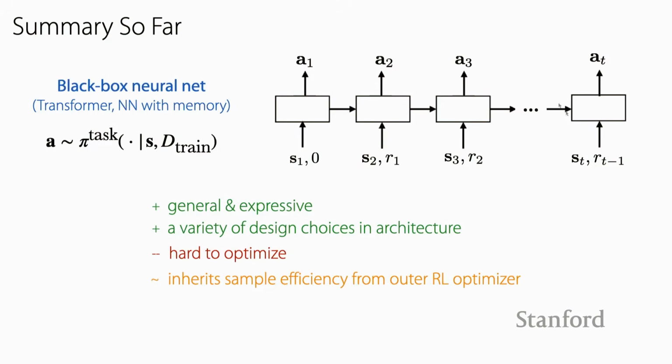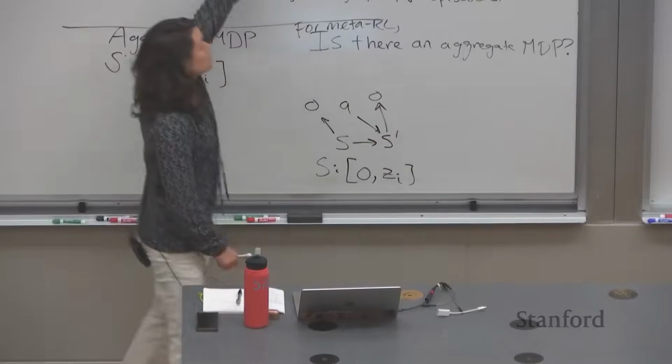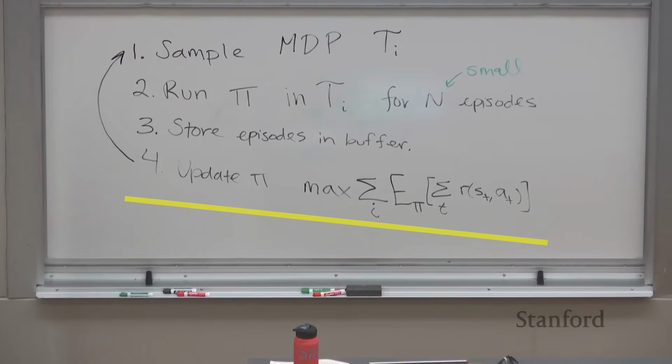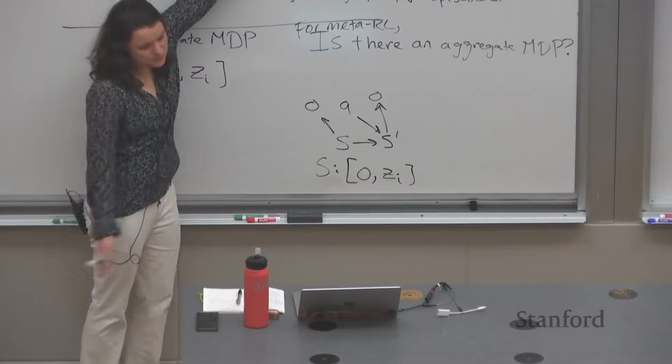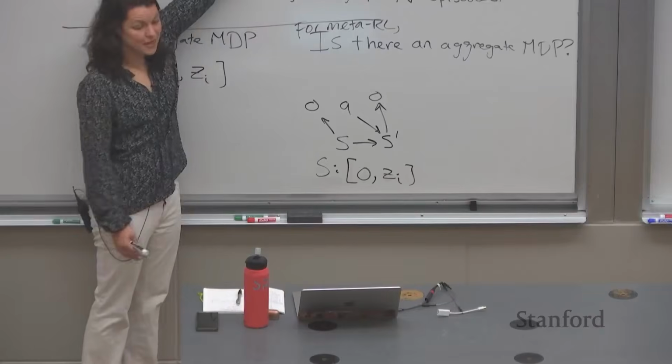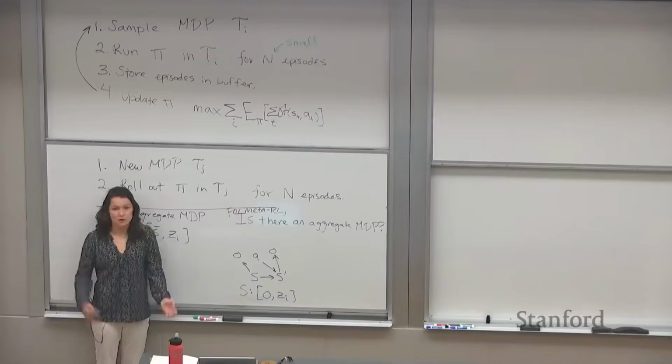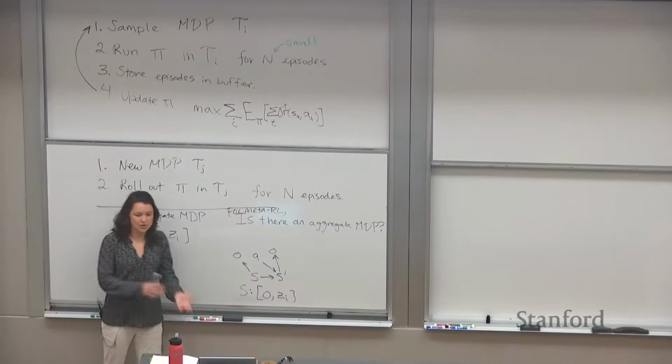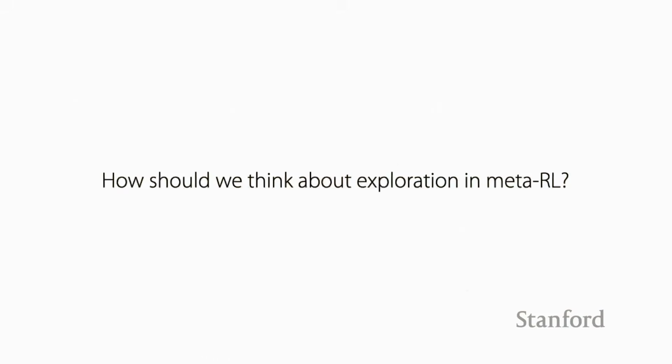And then the sample efficiency of the meta learning process is going to be inherited from whatever optimizer you use in this last step right here. And so if you use something like vanilla policy gradient, it'll be extremely data inefficient. If you use something like PPO, it'll be more stable, but still fairly inefficient. If you use something like SAC, it will probably be a lot more efficient, although you might need to tune the hyperparameters more. So now let's talk a bit about exploration.